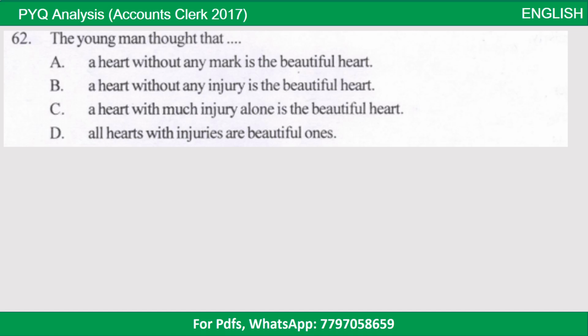A heart without any injury is the beautiful heart. Option C is a heart without much injury alone is the beautiful heart. Option D is all hearts with injuries are beautiful ones. So initially, in the starting phase, the young man thought that a heart without any mark is a beautiful heart. There should be no mark on it; it should be clean. So the appropriate option would be option A.